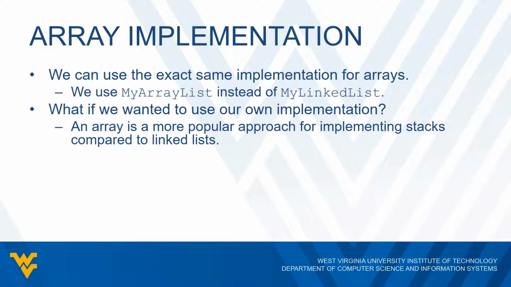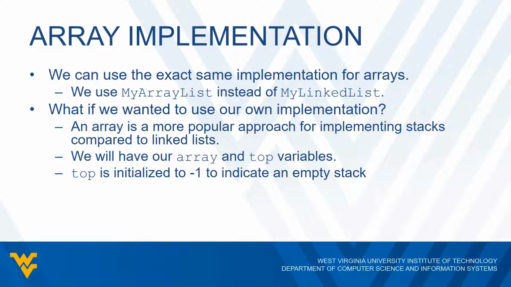So if we were going to just use arrays directly, we would still have our array and top variables. Our top would be initialized to -1. That way we would know that we have an empty stack. This is another reason why we can't have top be 0, because with arrays, there is an index 0, but with the top here with our stack, we can use -1 to say we have an empty array, and then we would go to 0 if we want to put something in that first element in the array.